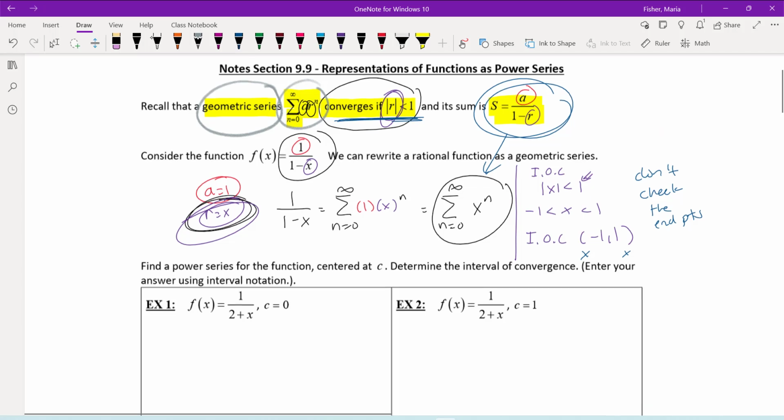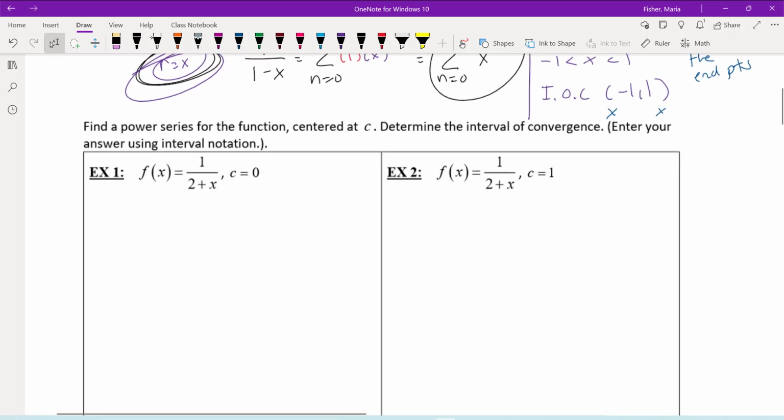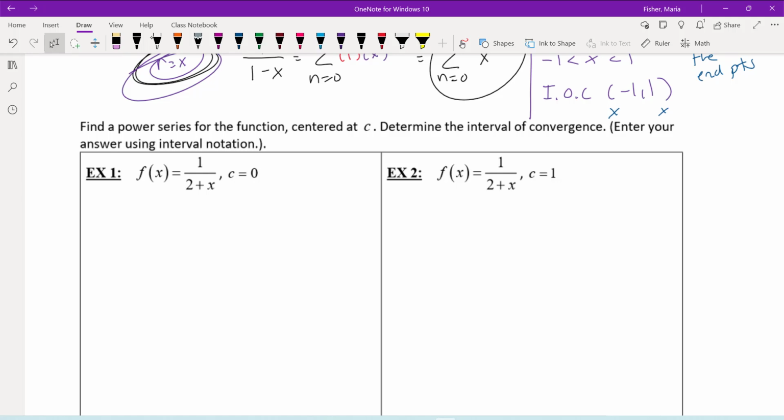Now, let's look at finding the power series for the function centered at c, and then determine the interval of convergence for those power series. The first one has us looking at f of x equals 1 over 2 plus x, and it wants us to center this at 0. Recall that the sum formula for a geometric series is s is equal to a over 1 minus r. So the goal is to get it into this format.